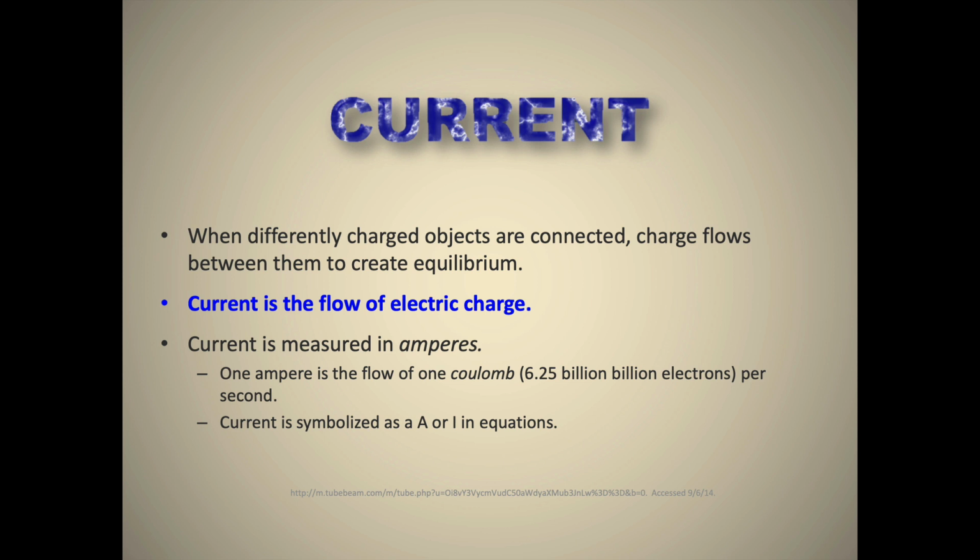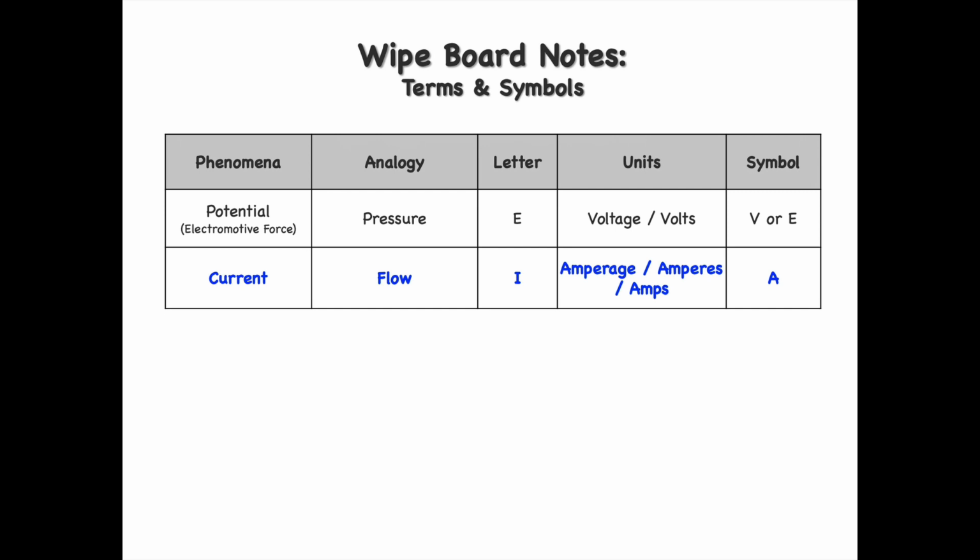But when we start measuring amps, we typically will interchange A and I all the time, which if we go to our whiteboard notes, you'll see it here in blue. Current is the flow of charge, and it is the letter I, and our units will be amperage or amperes or amps, and the symbol, of course, is A.